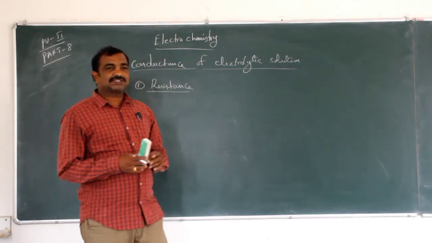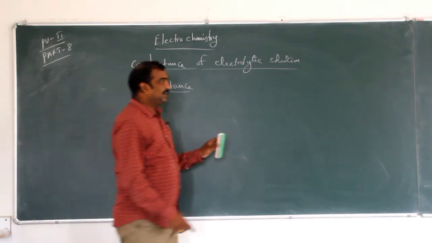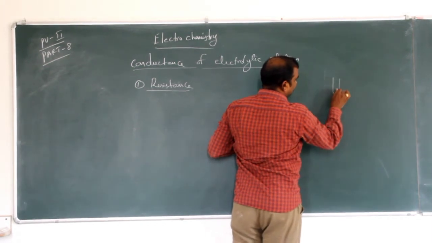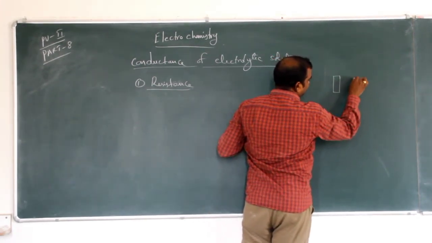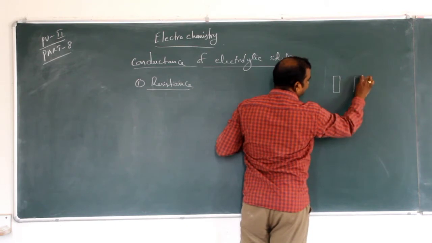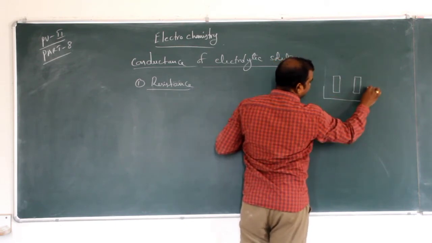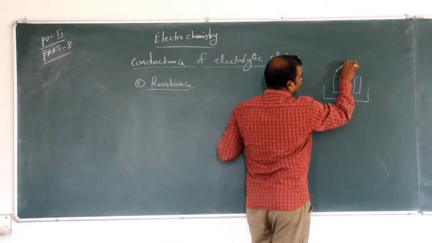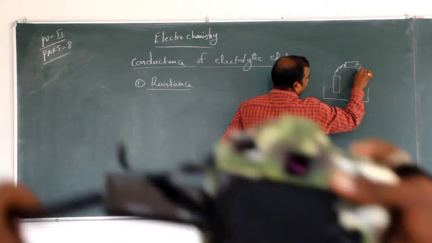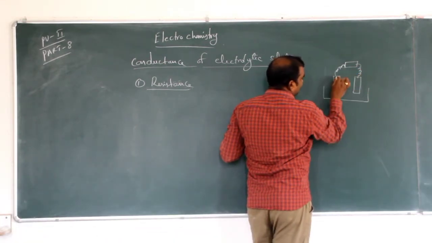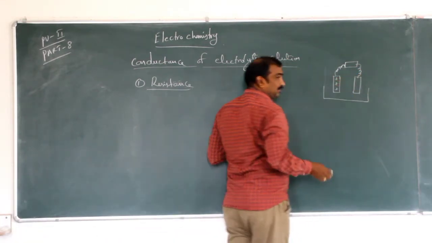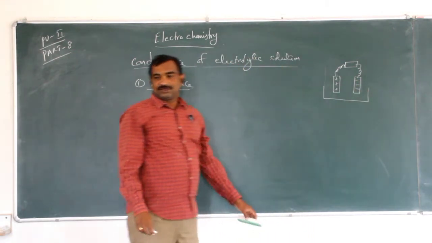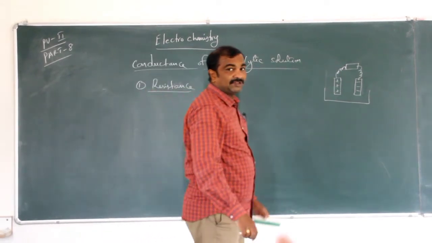In the last class we discussed what is an electrolytic cell. If you look here, this is an electrolytic cell. Two electrodes are there like this. These two electrodes are connected to a battery. One is connected to the positive terminal, and the other is connected to the negative terminal of the battery.